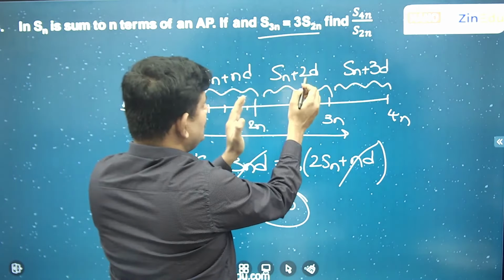S2n is how much? This plus this. Sn is 0. This is ND. Answer for you it is 6. Very easy question, provided you do it in the geometrical way. Otherwise, you will have lengthy calculations.